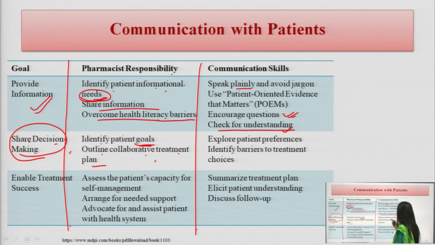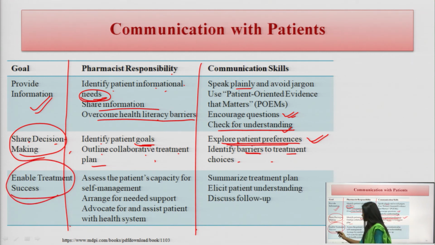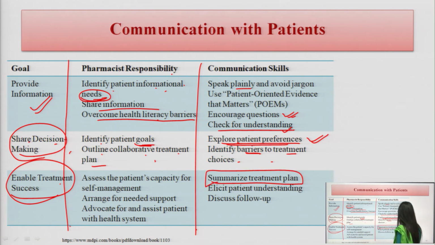In shared decision making, they are exploring the patient's preferences. I told you there are different alternatives for a particular treatment, and a patient can select any of them. Try to reduce the barriers to the treatment choices. Another step is to enable treatment success. In this step, they are summarizing the treatment plan. All of the information they have gathered, they summarize. The pharmacist will summarize the treatment plan.